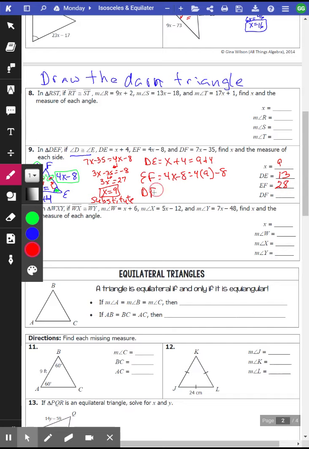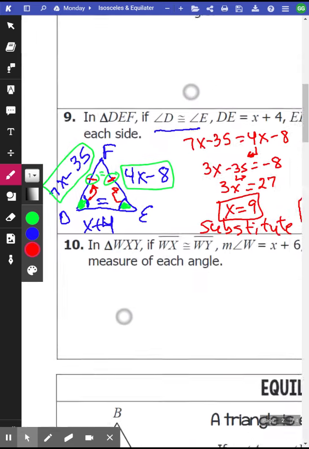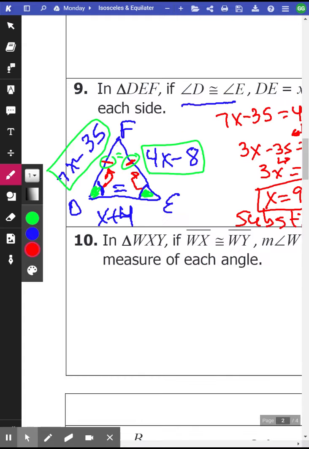And the last one, DF, 7x minus 35, which is 7 times 9 minus 35. Now, I'm only doing the work so that you see it is an isosceles, but I did not have to do this one, just so you know. They are equal.